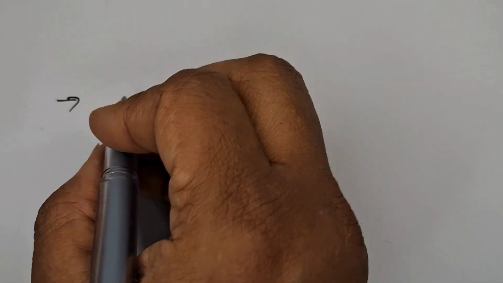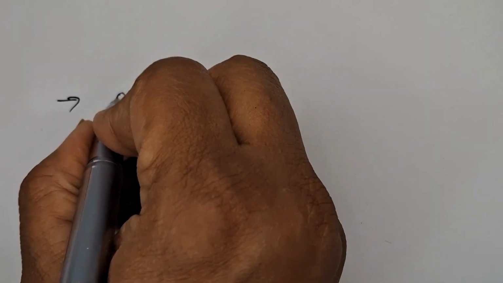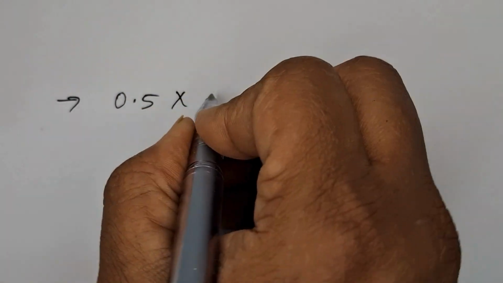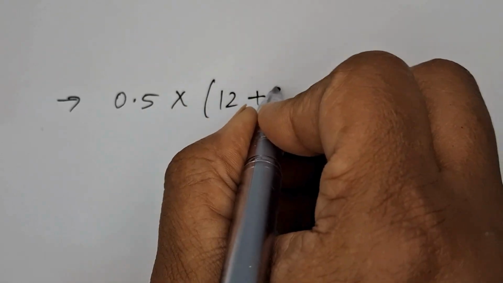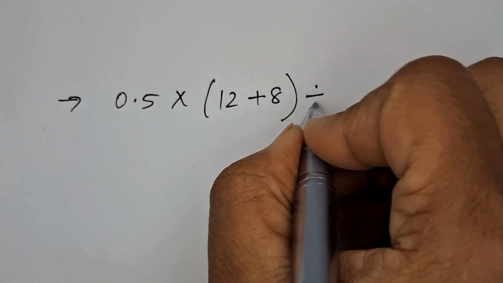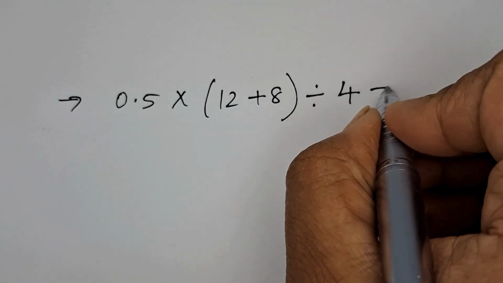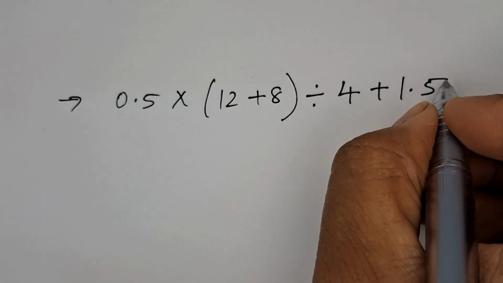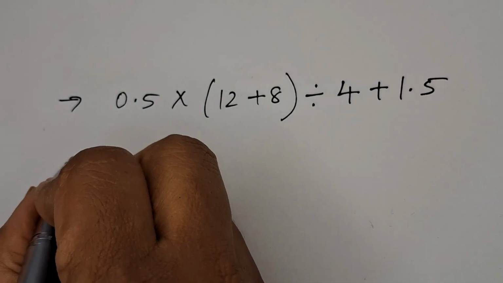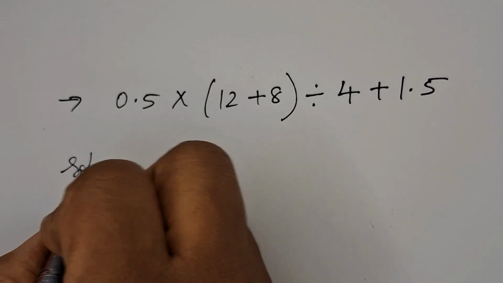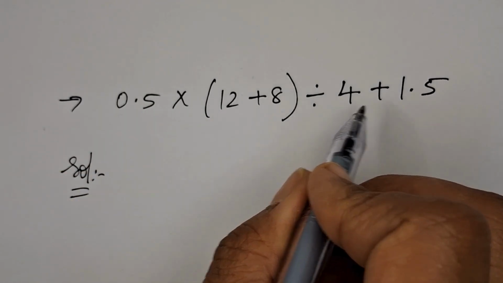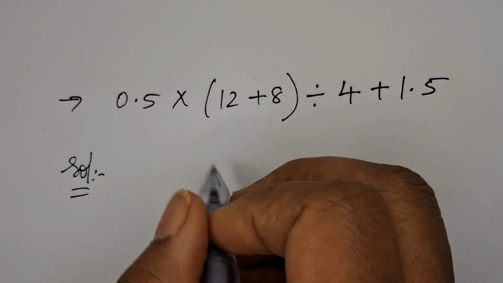Today we're going to learn about BODMAS with decimals. Step by step we'll learn how to solve. The first question is 0.5 into (12 plus 8) divided by 4 plus 1.5. So don't worry about the decimals. Step by step we'll solve.